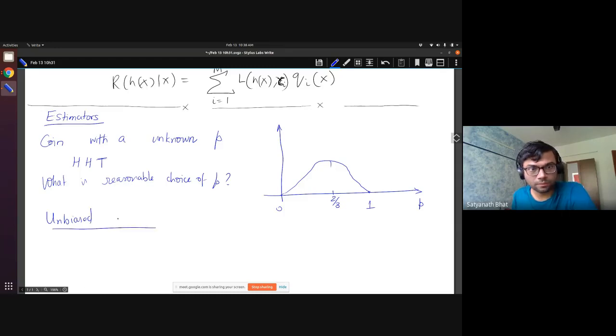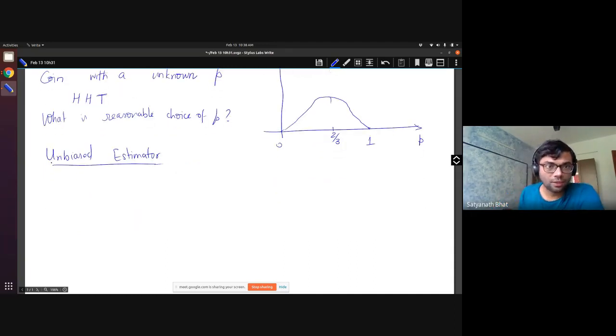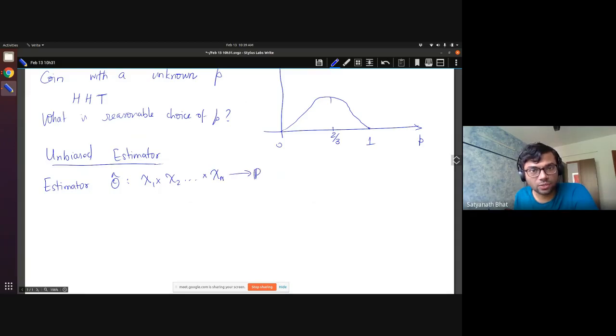So what does that mean? What is the definition of an estimator? An estimator is a function, let's say theta hat. It goes from your n samples of data, so let's say this is x1 cross x2, and so on. You have n samples of data and it gives you a value in R. So this is your estimator. Basically it's a function of what data you have.